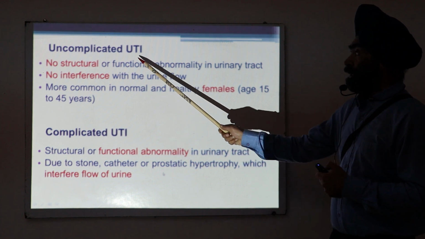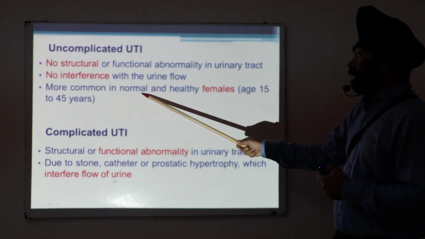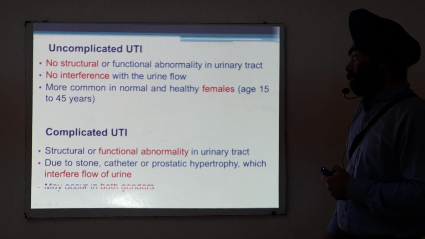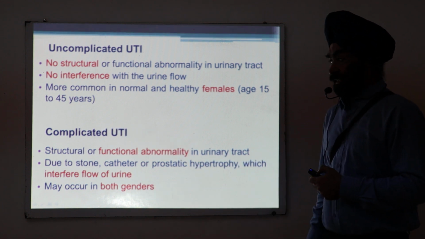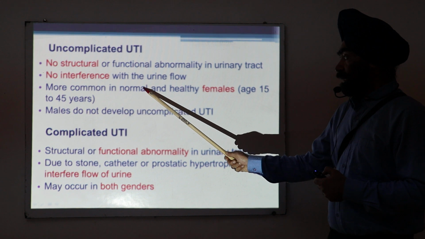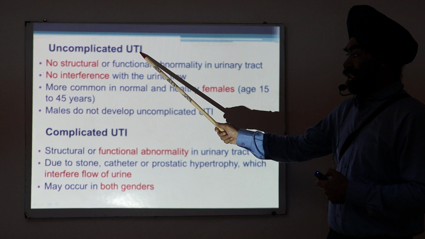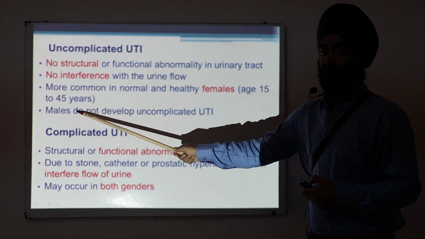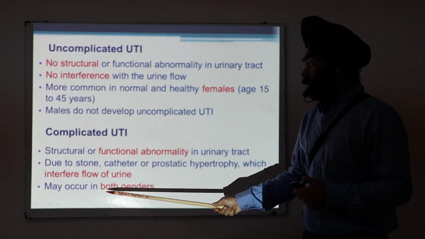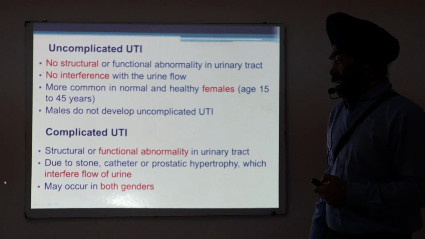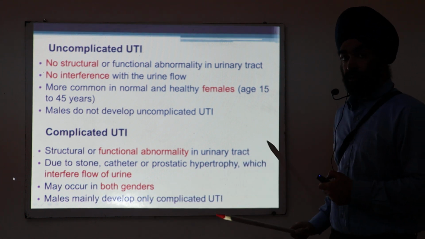Most of the time, uncomplicated UTI take place in females, so obviously more common in normal and healthy females. But complicated UTI may take place in both genders. As a continuation, I told you females are the ones who develop uncomplicated UTI, and uncomplicated UTI are very, very uncommon in males. If males develop UTI, it is basically of the complicated type. So males mainly develop the complicated, not the non-complicated.